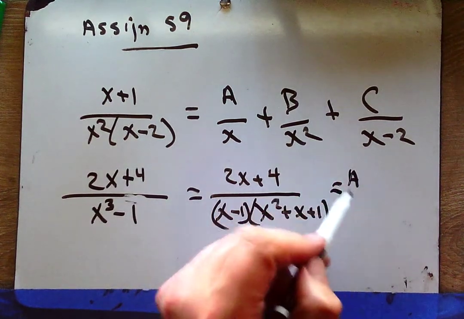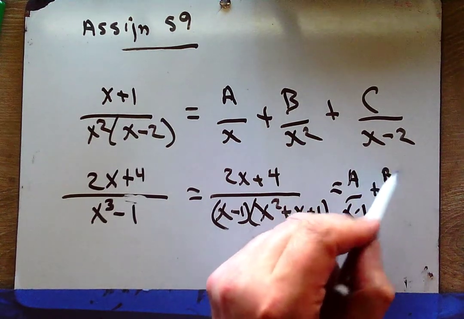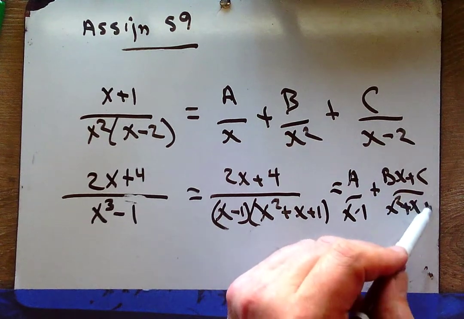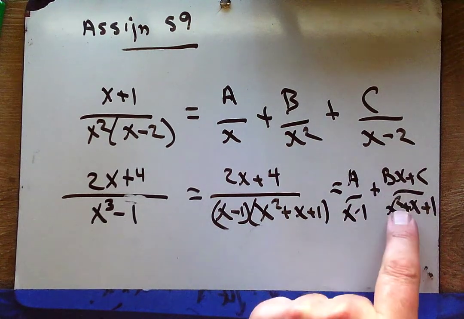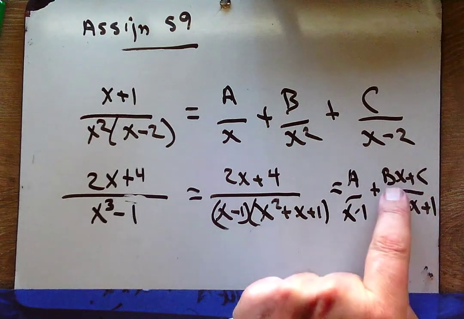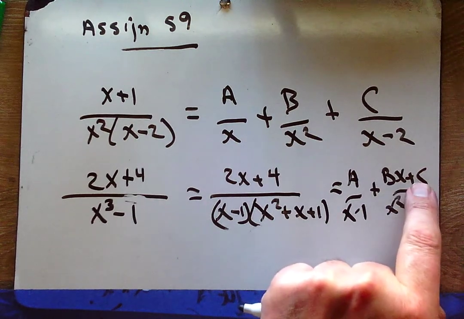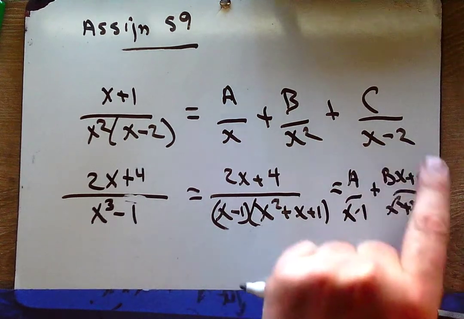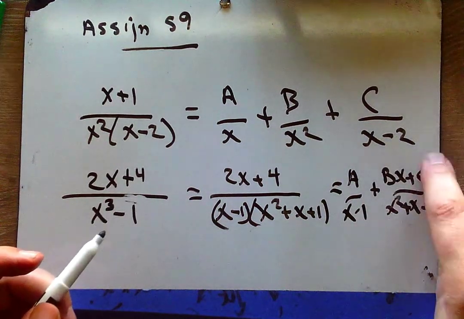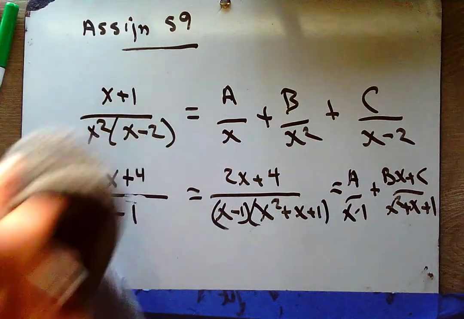So my setup is going to be A over x minus 1, and then Bx plus C over x squared plus x plus 1. This is one degree less than this, and I need that plus C because not all linear equations go through the origin. Some are shifted up, some are shifted down, and so I have to respect all those possibilities by setting up that Bx plus C. Okay, so what can you do with this one?